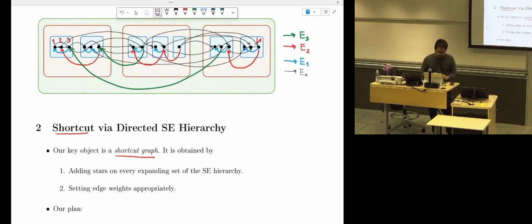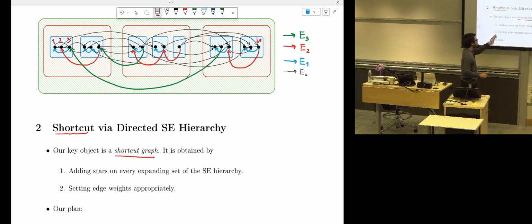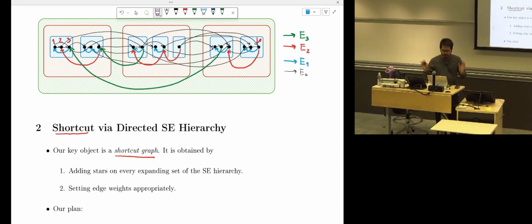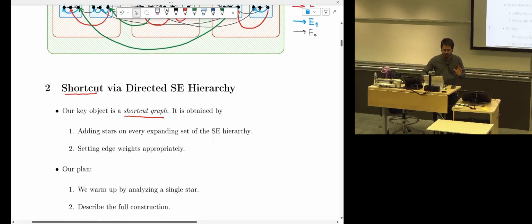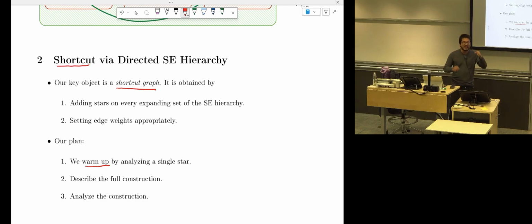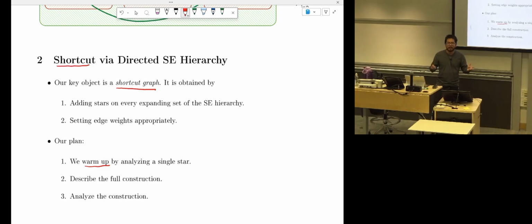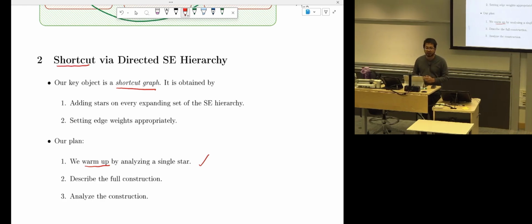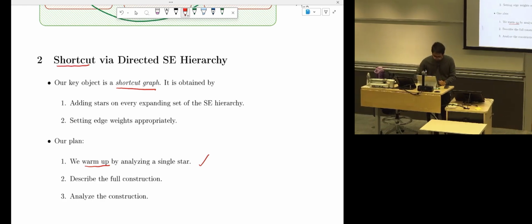Okay, so I'm going to add stars and then set edge weights appropriately. That's the plan. But in the beginning, let me just warm up and analyze what happens when we add a single star, and analyze what's good about it. Once we understand this one, I'm going to tell you the full construction, and then we analyze the full construction.